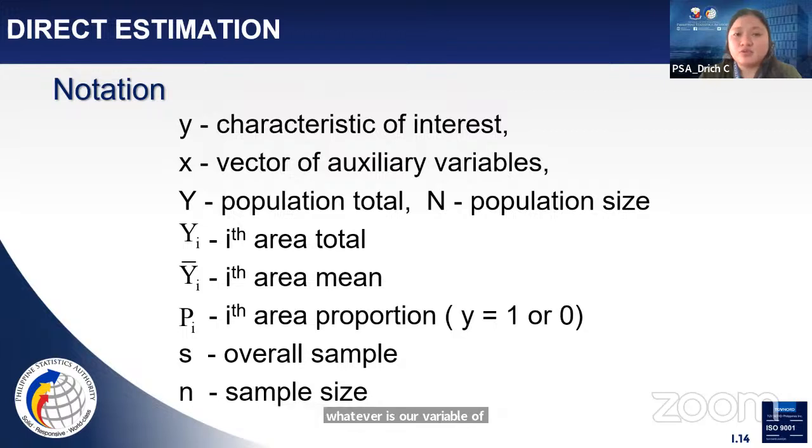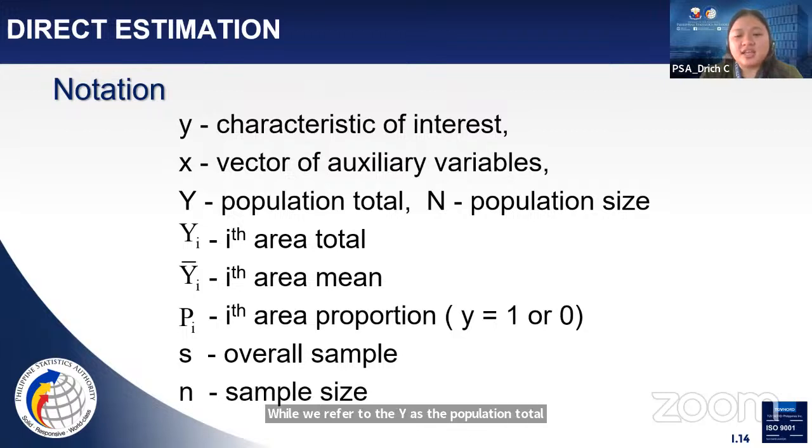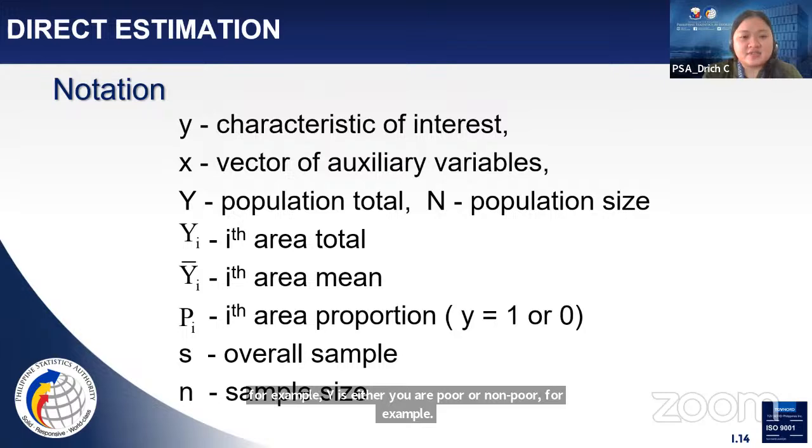While the X's, for most of the model-based approaches or the regression methods, we refer to as the vector of auxiliary variables, while we refer to the Y as the population total and N as the population size. Y sub i is the ith area total, and Y bar sub i is the ith area mean, while P sub i is the ith area proportion, wherein Y is either 1 or 0, since for example, you are either poor or non-poor. And then s is the overall sample, while n is the sample size.